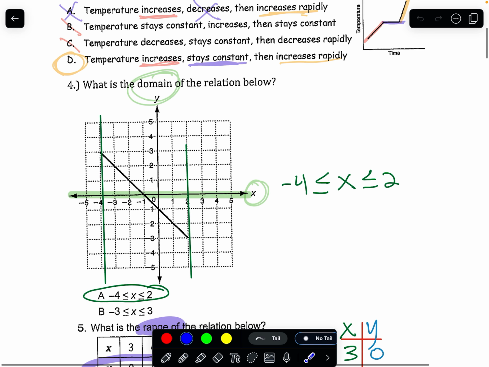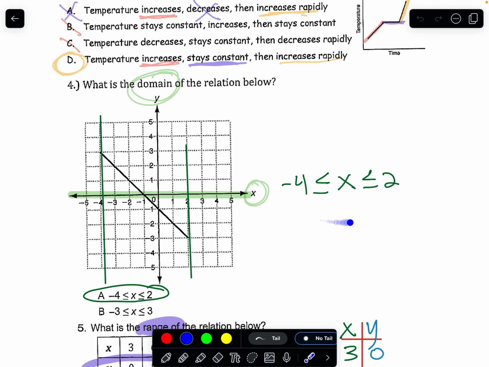On number 4, it asks for the domain, but this time we're given a graph. So these points have been graphed. It turns out it's a linear representation. So all the points on this line are solutions. So we're looking at just the x-axis, the x values. So the x values are over here, and we're figuring out that it looks like 2 is the largest it can go. It doesn't go beyond 2. And -4 is the smallest it can go.